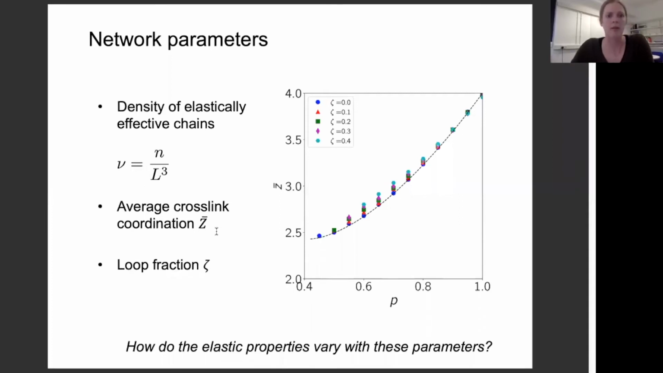Second parameter we have is the average crosslink coordination Z. So this is the average number of chains that meet at each crosslinking point, which is controlled primarily by playing with this probability of making a crosslink or not. We have almost a one-to-one correlation between coordination and reaction efficiency here, slightly impacted by the loop fraction. And the loop fraction is the third one, so we can control the fraction of the chains that participate in a double link or triple link. And we vary each one of them independently.